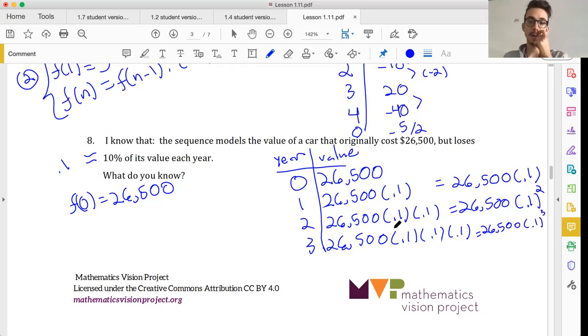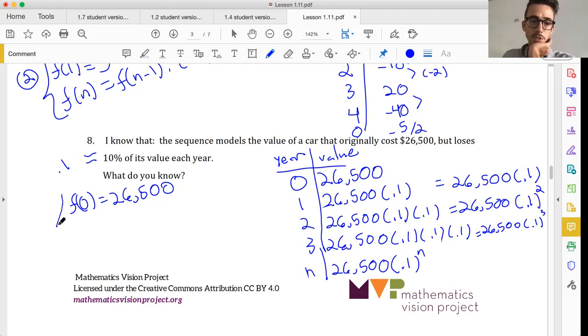Okay, makes sense. All right. So we could probably assume that for our explicit for year n, we'll still have 26,500, but depending on the year, it's going to be lots of 0.1s. So we'll call that to the n power, because that's the thing that keeps changing.